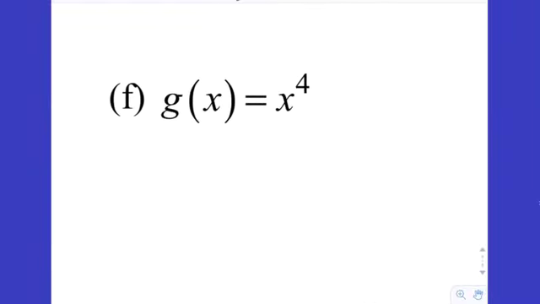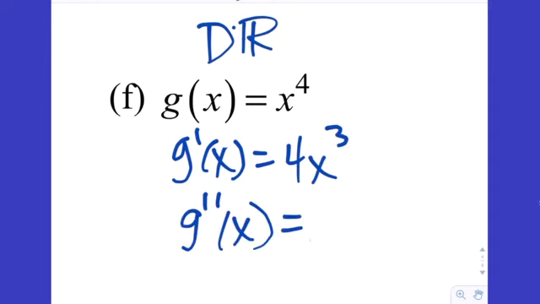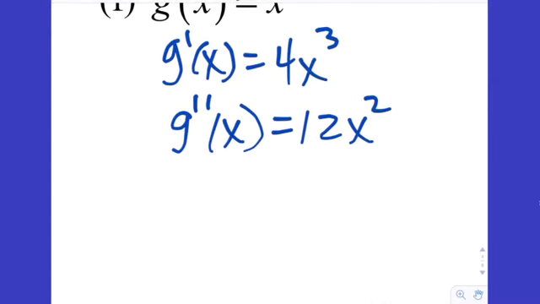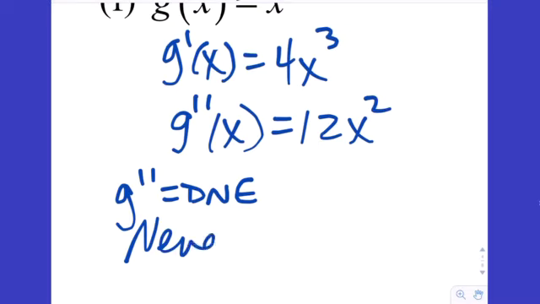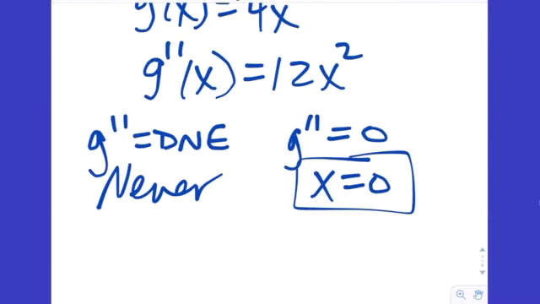What's the domain of x to the fourth? All real numbers, yeah. So, G prime, it's 4x cubed. We get 12x squared for G double prime. Now, where is G double prime equal to DNE? Never. Where is G double prime equal to 0? At x equals 0. Does that mean there's an inflection value at 0? No. That just makes it a PIV, right?